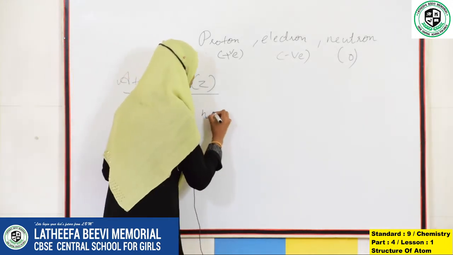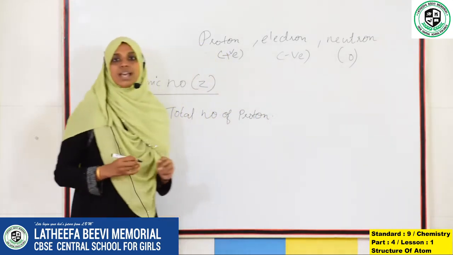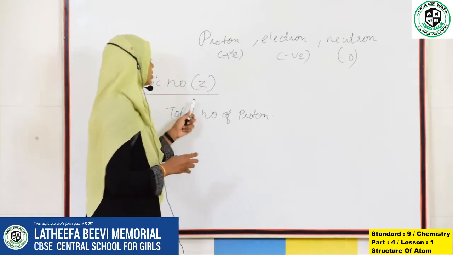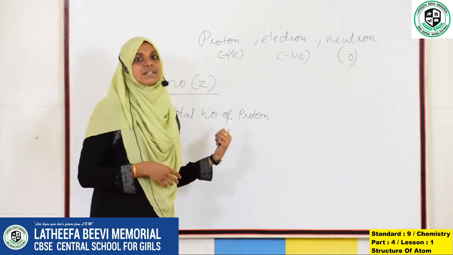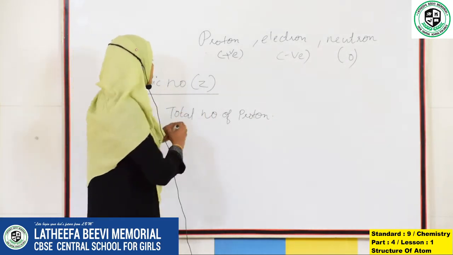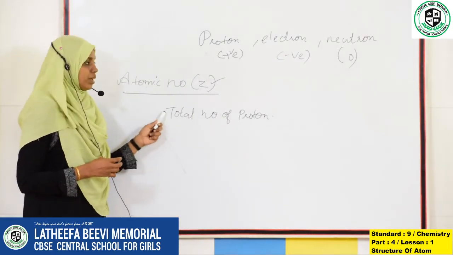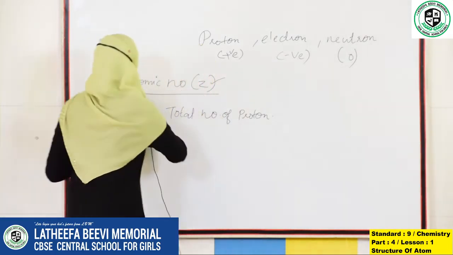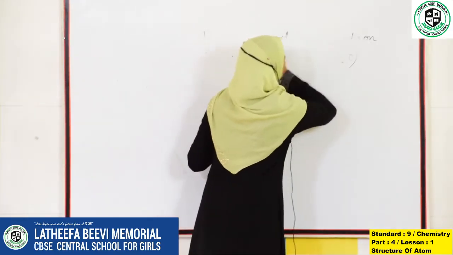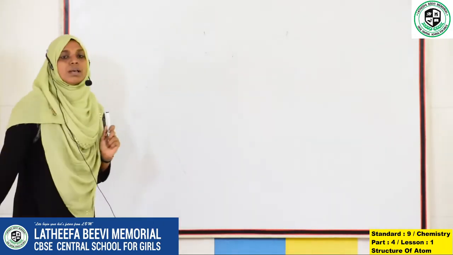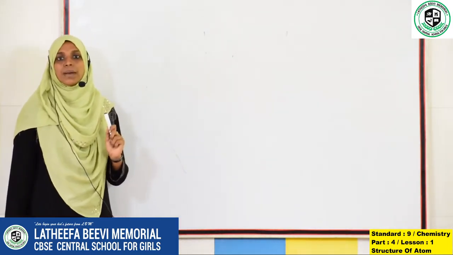The total number of protons in an atom is called its atomic number, and it is represented by the letter Z. Which letter is used to represent the atomic number? Z. Then we are going to learn about mass number. First, we learned about the atomic number: the total number of protons in an atom, represented by the letter Z.